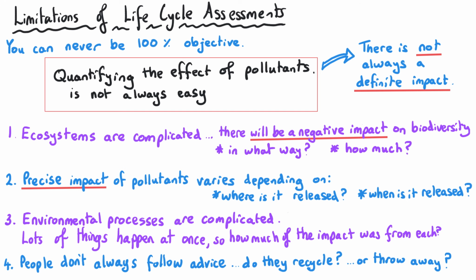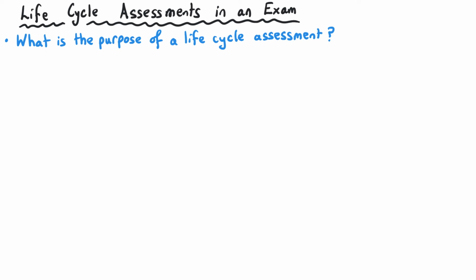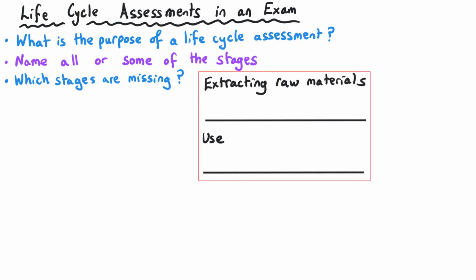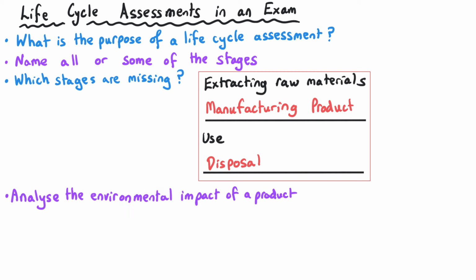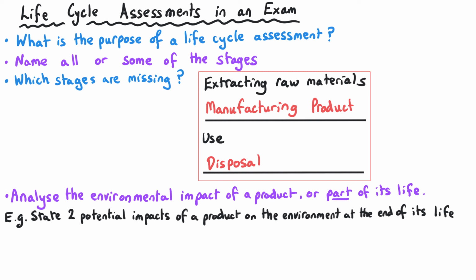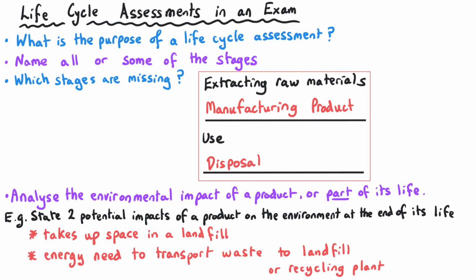There are a variety of different ways that an exam could test your knowledge about life cycle assessments. This could start with a very short question, for instance, asking you the purpose of a life cycle assessment, maybe asking you to name some of the stages, or complete the missing stages from a list. Or you could be asked to analyse the impact of one part of a product's life. For instance, you might be asked to state 2 potential impacts of a product on the environment at the end of its useful life. And so you'd be expected to be talking about taking up space in landfill sites, or pollution caused by burning the waste, or energy used to transport the waste to a landfill.